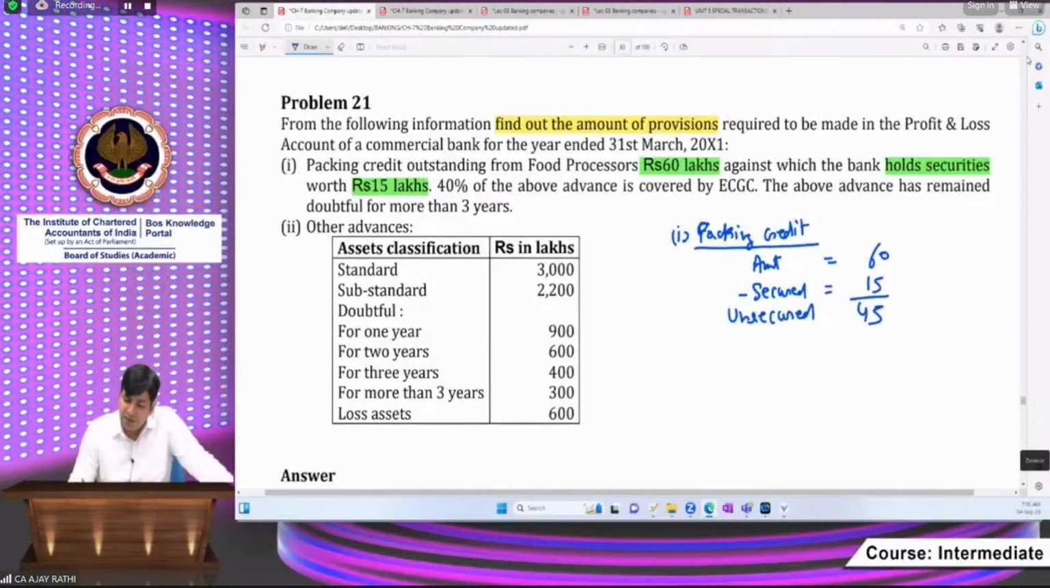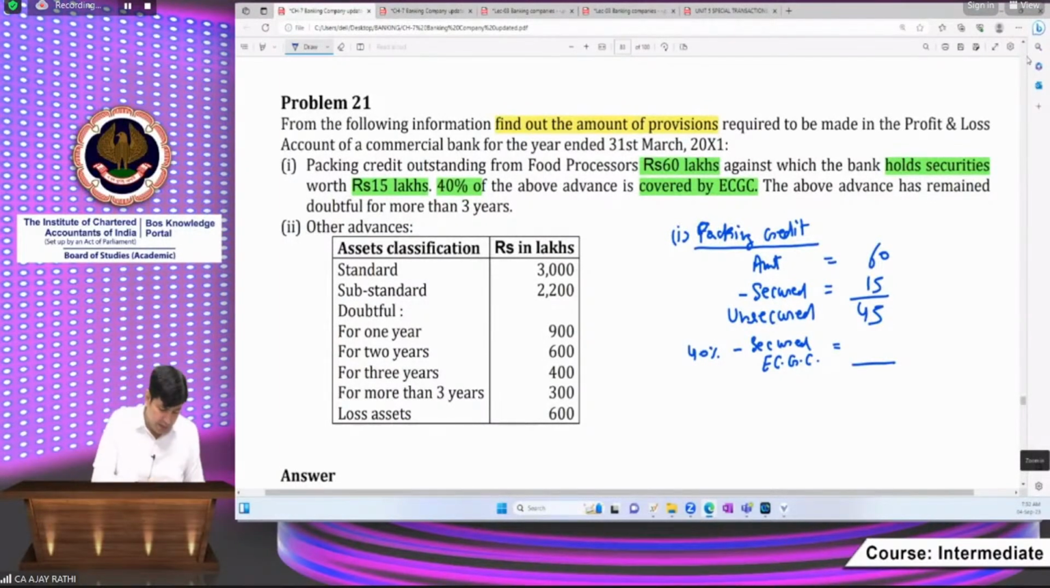Please see, 40% has been covered by ECGC. ECGC, Export Credit Guarantee Corporation, is the insurance company, just like security by insurance. So beta, how much amount has been secured? 40%. So 45 multiplied by 40% is 18. It means 27 is there, which can go to bad debts, which is totally unsecured.